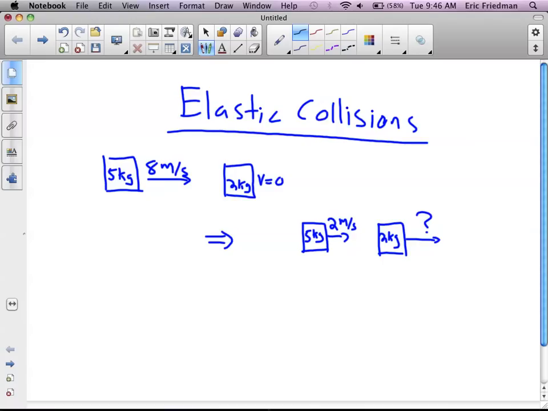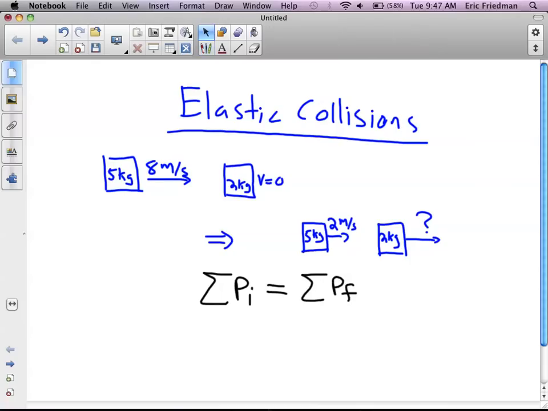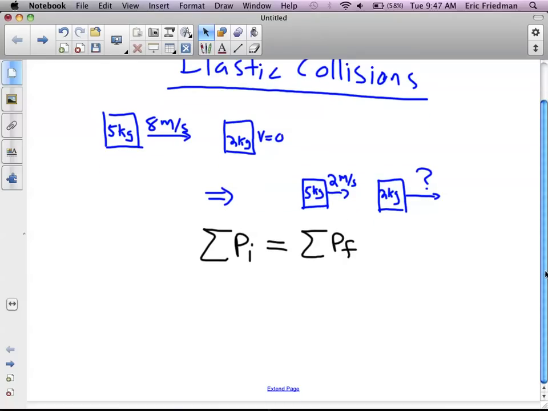Now the same idea goes here. What we need to do is use conservation of momentum. So we need to add up all the momentum before the collision. That's going to equal all the momentum after the collision. So we're just going to keep that together and we're going to solve for what's missing.